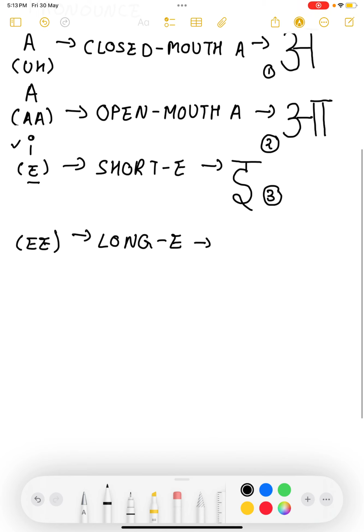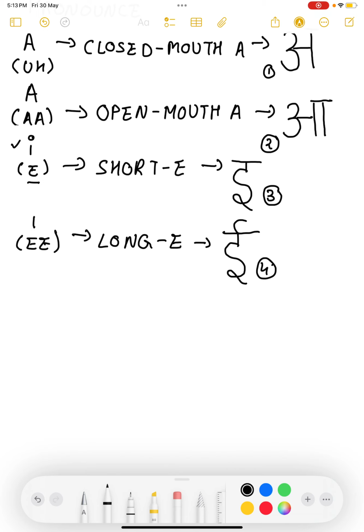To write this one in the script, start by writing something like the letter E given above, and then put this hook on the top. That's it. This is the long E letter.